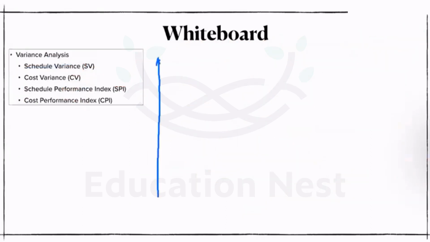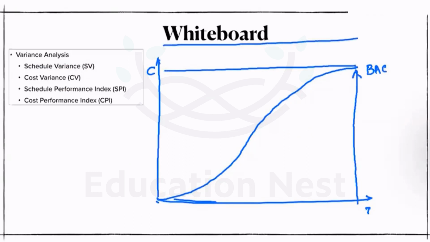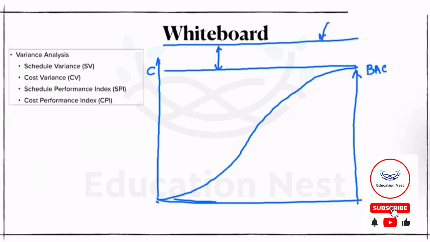Again, the cost, and we have the time here, and we have the beautiful S curve. Always remember budgeted actual cost at the end of the project. And then we have management reserve, and this is actually the projected budget. And we have actual cost.